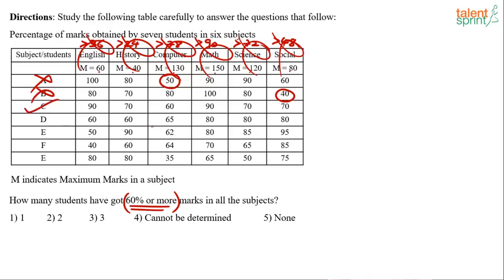C has got 60% or more in all the subjects. D has got 60% or more in all the subjects. E has got less than 60 here, so eliminated. F has got less than 60 here, eliminated. E has got 35, eliminated. So C and D are the only two persons. So how many students have got more than 60% marks? Two students.